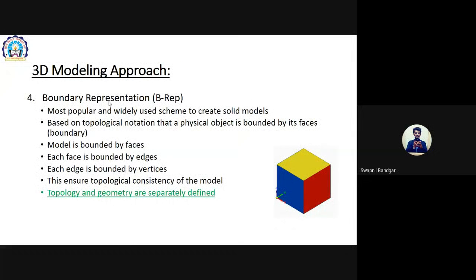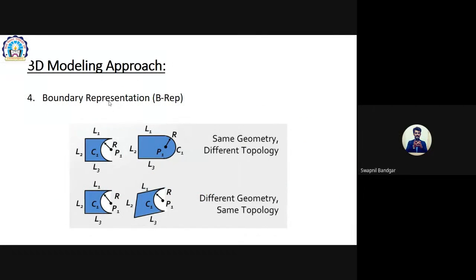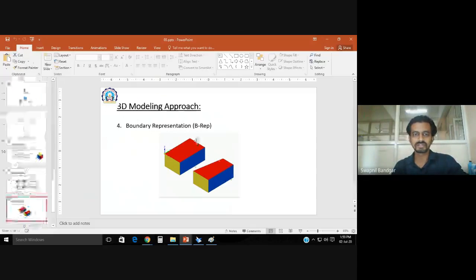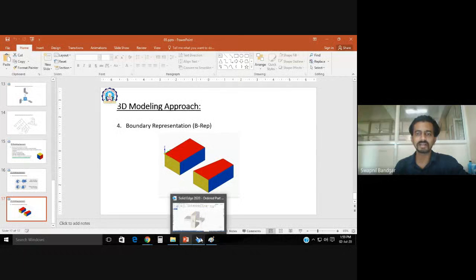Then we have boundary representation. We saw how boundary representation is used, what its good things are, and how it is defined in a modeling approach. Then we saw the difference between geometry and topology. This is the example we saw at the last. So these are the modeling approaches, and the one last modeling approach I will show by example.